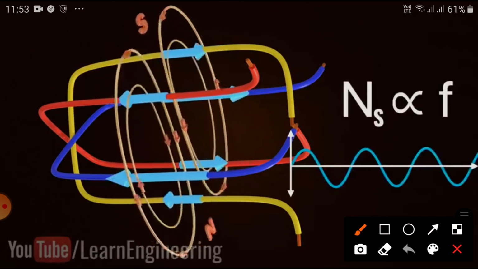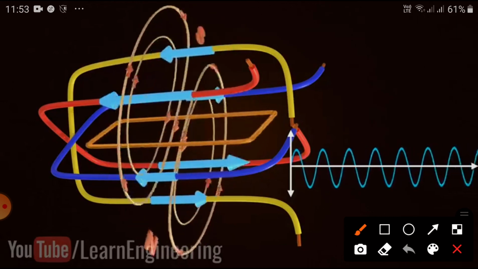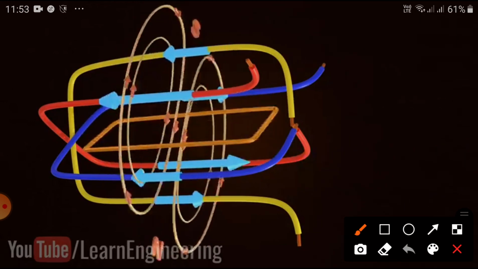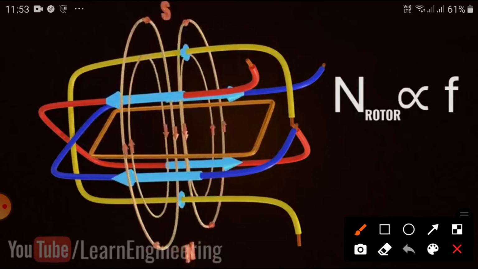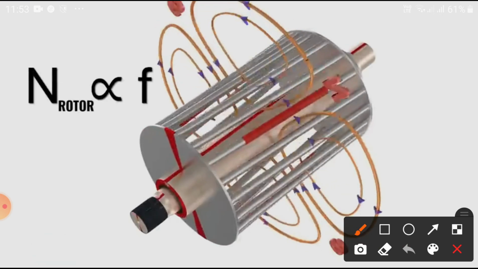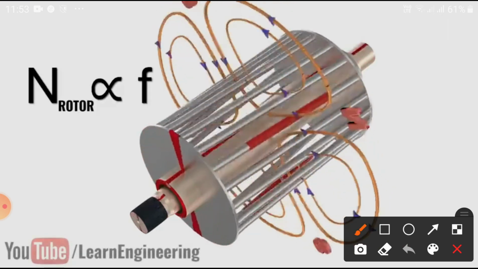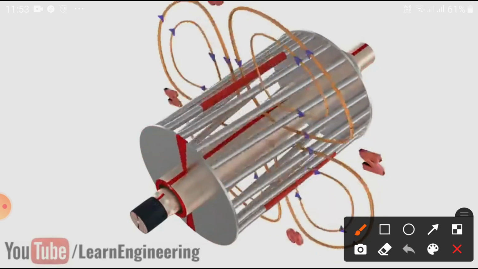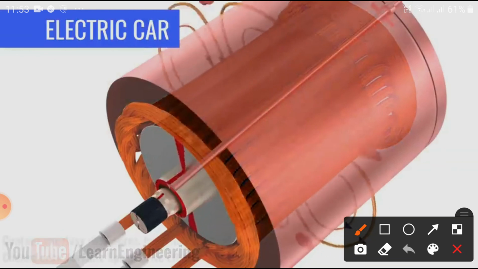Okay, so here we can know that synchronous speed is directly proportional to the frequency. Then by changing the frequency we are going to produce different magnetic fields. Okay, the rotor speed is directly proportional to the speed. Now you can see how the rotor is rotating due to the torque developed by the stator magnetic field and rotor magnetic field.